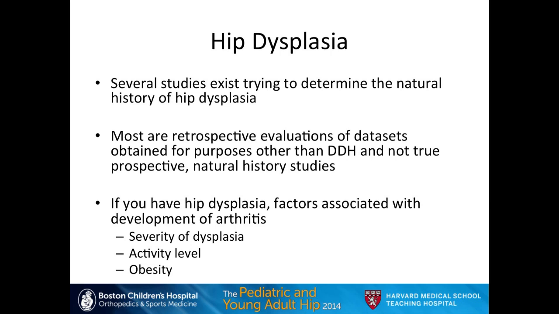The severity of dysplasia, I think that makes intuitive sense. Worse-looking dysplasia means more rim overload, worse stability, instability. Increased activity level, loading the joint more frequently or increased loads, and also along the idea of increased load, increasing body mass index, the amount that you have to carry around.